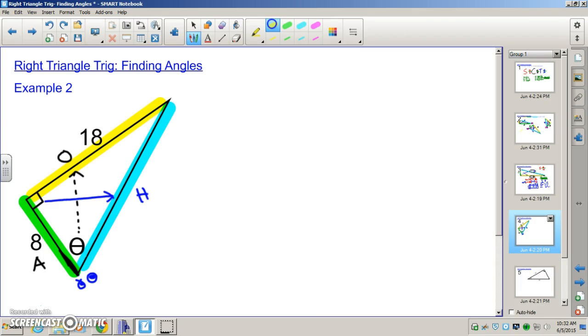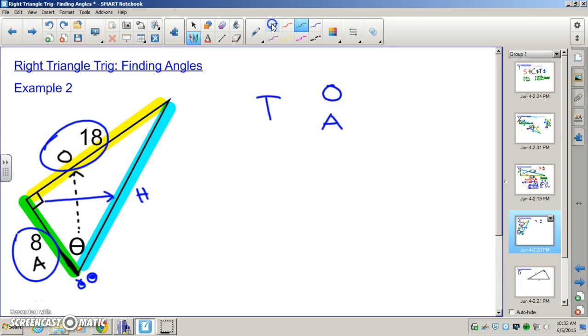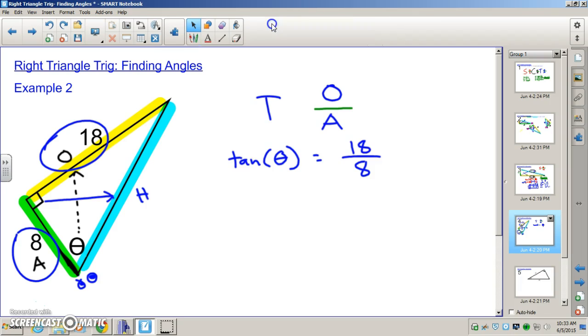Now you identify what you are using. I have here the opposite and I have the adjacent. So I have the O, I have the A, so I'm going to be using tangent for this one. You're going to do tangent of the angle equals, again, order matters. Opposite goes on top, adjacent goes on bottom. So tangent of theta equals 18 over 8.